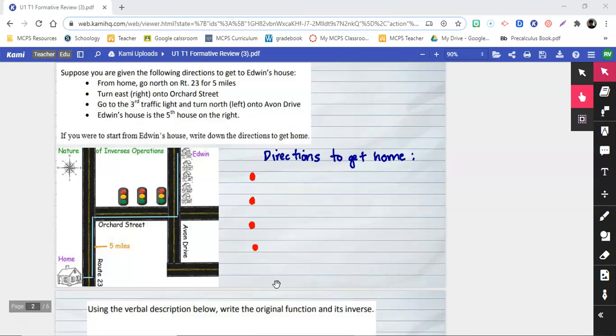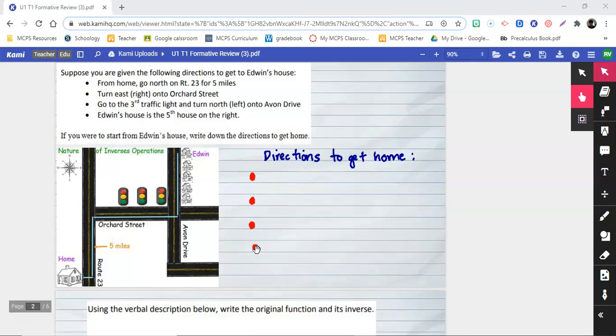Suppose you are given the following directions to get to Edwin's house. From home, go north on Route 23 for 5 miles. Turn east or right onto Orchard Street. Then go to the 3rd traffic light and turn north or left onto Avon Drive. And then Edwin's house is the 5th house on the right. If you were to start from Edwin's house, write down the directions to get home.